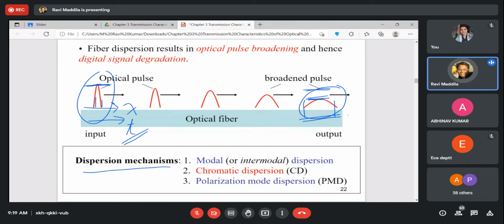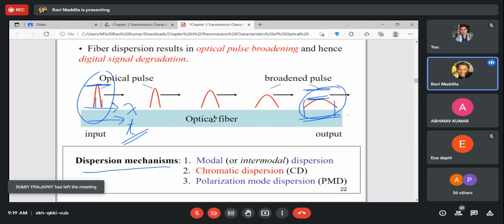Another type of dispersion is the chromatic dispersion. This is also known as the material dispersion. This is because of the material properties, and also to some extent this depends on the dimension of the optical fiber and the structure of the optical fiber.